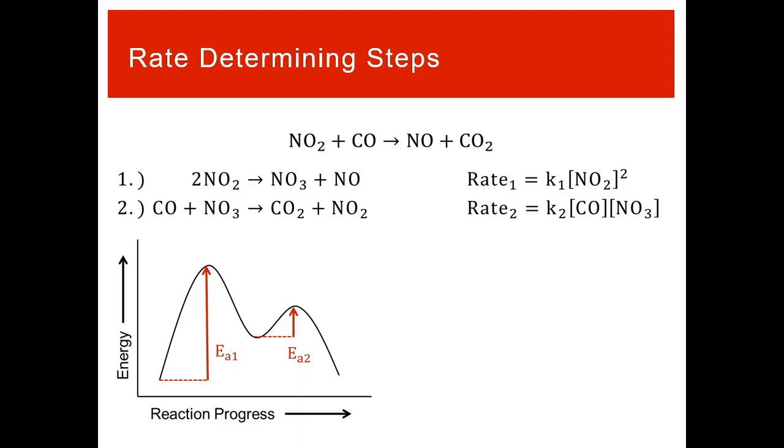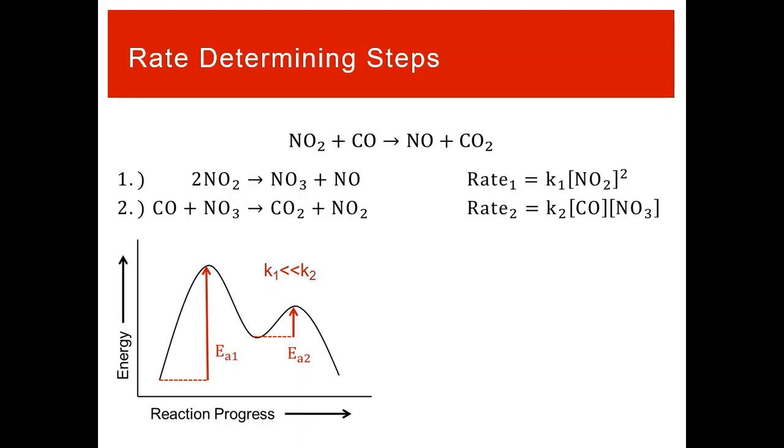So if we actually look at the NO2 and CO reaction that I mentioned at the beginning of reaction mechanisms, the mechanism here is two NO2 molecules collide, make NO3 and NO, and then the CO molecule reacts with that NO3 to make CO2 and NO2. So these are your rate steps. And we have a kind of relative depiction of the reaction barriers for those two steps. We can see that the barrier for 1 is much higher than the barrier for 2.